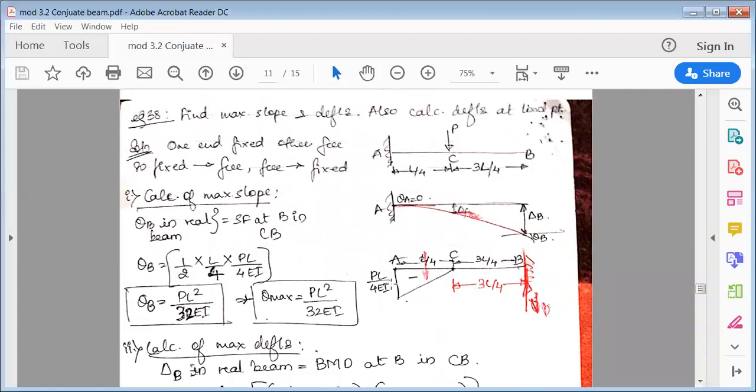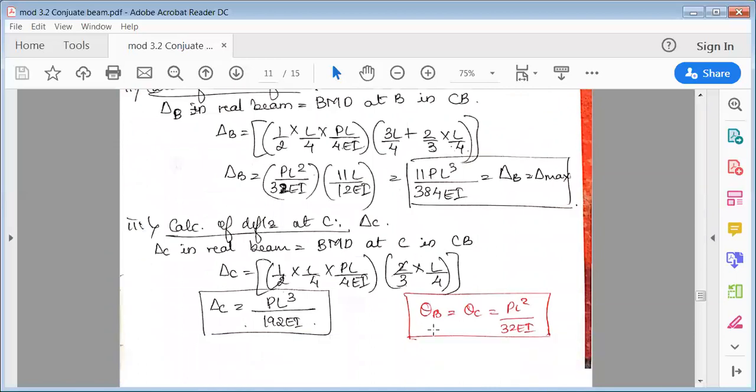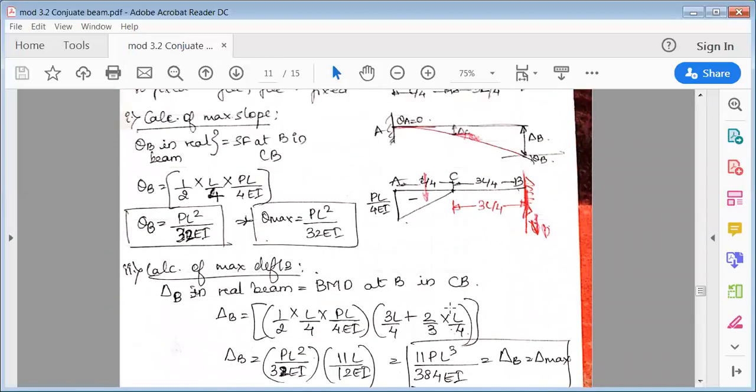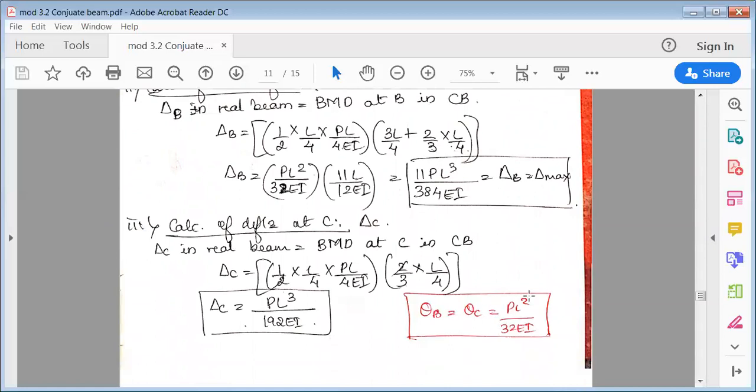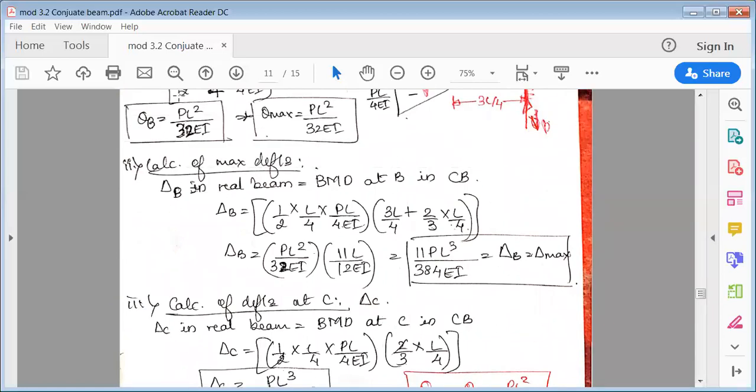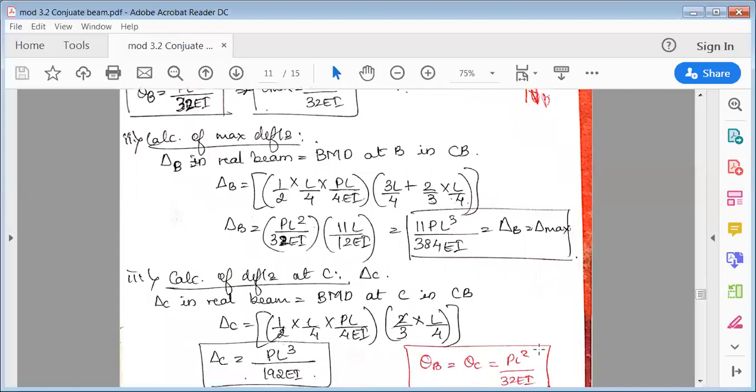Now they have also asked you to calculate deflection at the load point. Maximum slope and maximum deflection would be at B, so we have calculated theta B and delta B. In addition, you have to calculate the slope and deflection at the load point, that is theta C and delta C. Theta B is equal to theta C because there is only one triangular load here acting down. To stop this, VC acts upward, and it would again be half into base into height, the same as before: PL squared by 32 EI, same as theta B. So theta C would be the same.